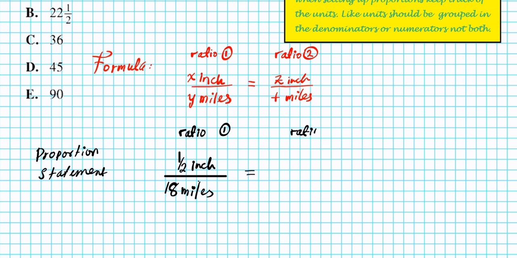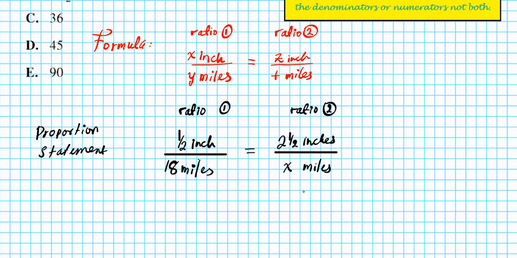The second ratio is incomplete. We have to find a missing part. Okay, so for the second ratio, we have 2.5 inches represents how many miles? We do not know. Okay, so we're going to represent our unknown with a variable. Let's call it x miles. Okay, so this is our proportion we're going to solve to get the answer to this problem.